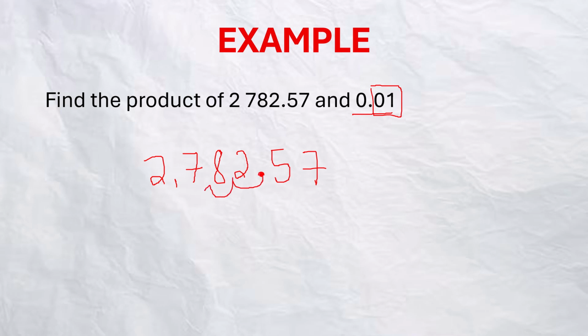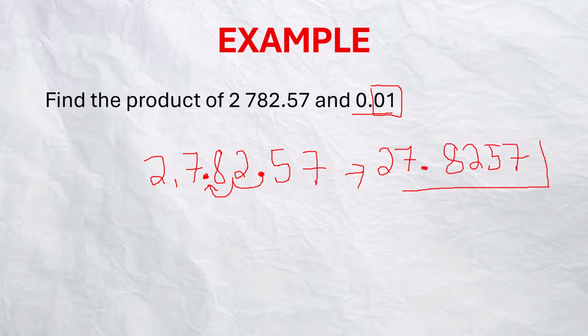Next, let us find the product of 2,782.57 and 0.01. Take note that in 0.01 we have two decimal places, so we move this decimal point two times going to the left. So 1, 2. So we just put our decimal point here. So therefore, we now have 27.8257.